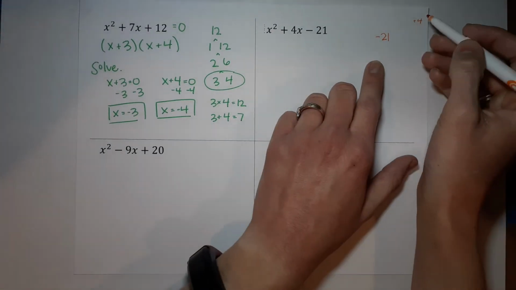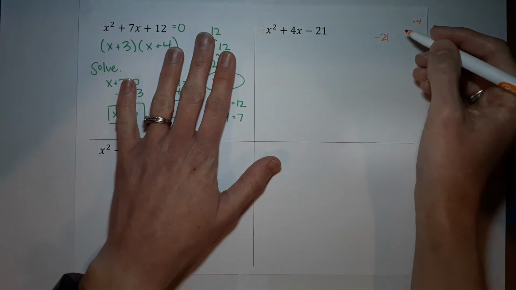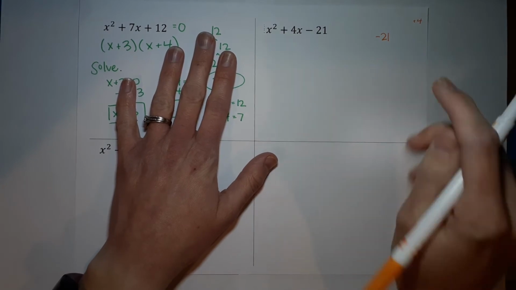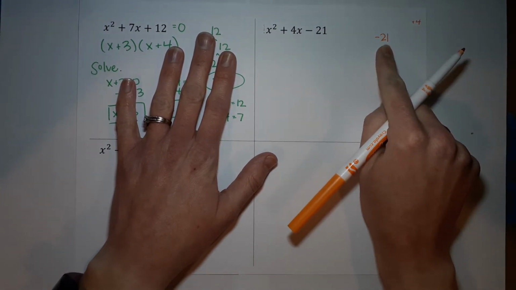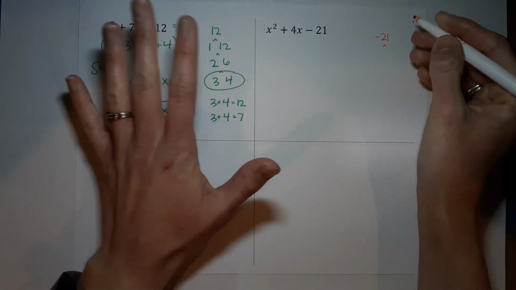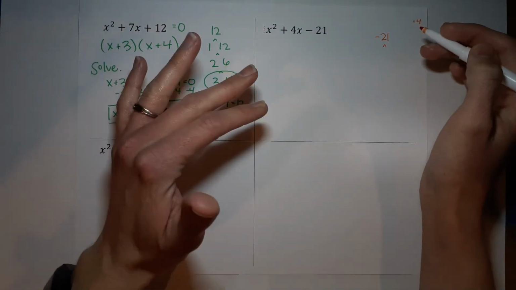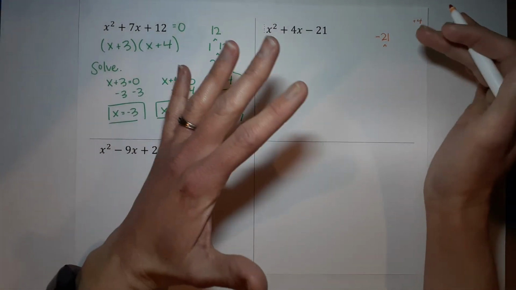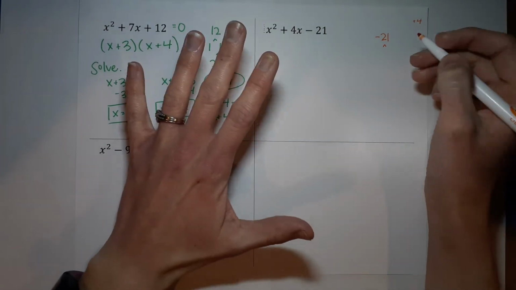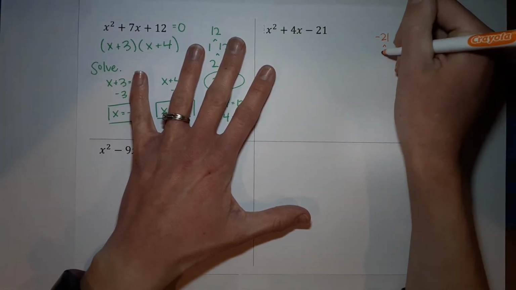Okay, so I know a positive times a negative gives me a negative. So when I list these factors, one of them is going to be positive, one of them is going to be negative. Okay, there's a couple different ways you could go about it. So we're just going to list the factors here.